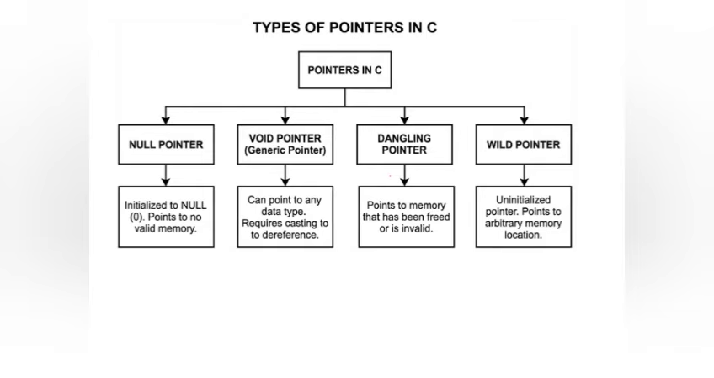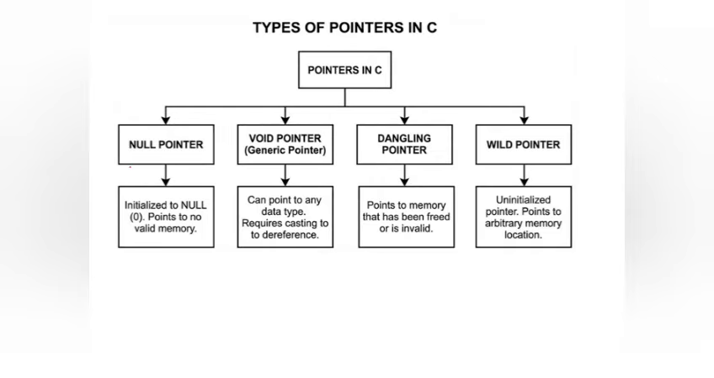Next we are having some different types of pointers. Mainly we have 4. There are many types, not only these 4. These four are important ones: null pointer, void pointer, dangling pointer, and wild pointer.